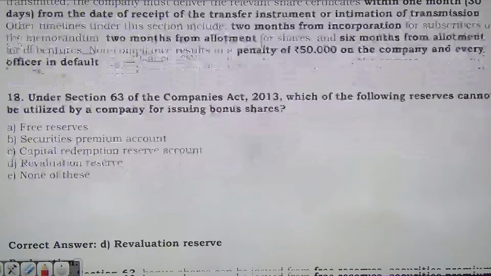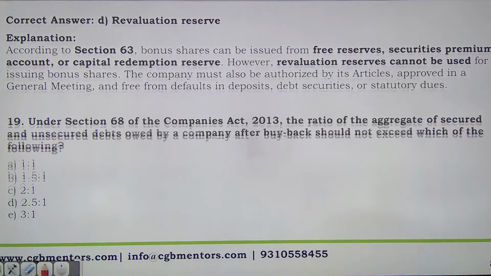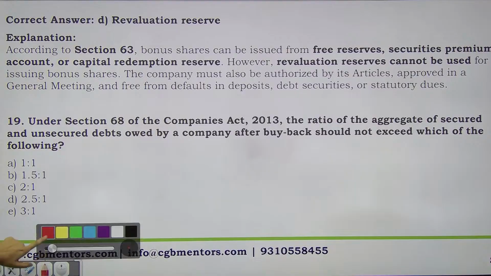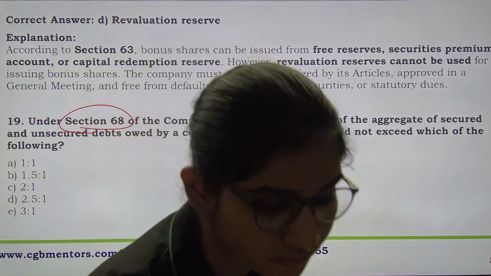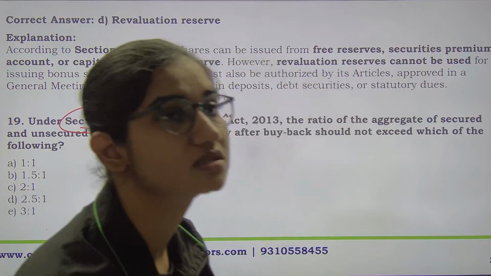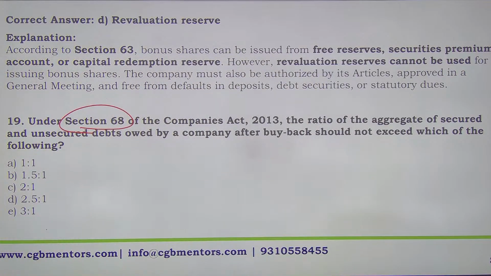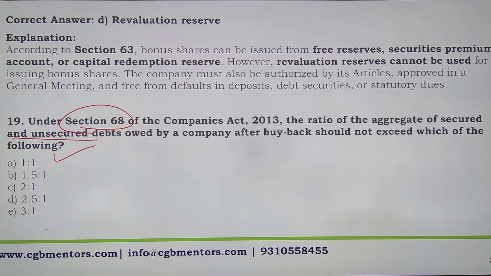Now we are moving forward to the next question, which is question number 19. Question number 19 is trying to ask you कि according to section number 68 of the Companies Act, okay. You have to answer कि how much could be the debt equity ratio after the buyback. Section number 68 teaches you about the buyback, right? So you have to answer कि how much could be the ratio of aggregate जो हमारे secured and unsecured debt है owned by a company after buyback should not exceed to, किससे maximum नहीं हो सकता है, right? That is the question here, okay?